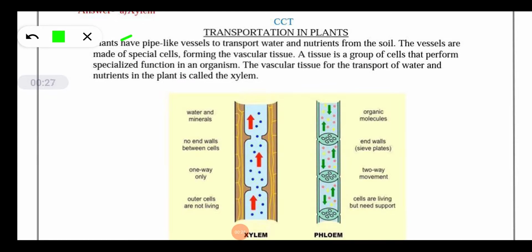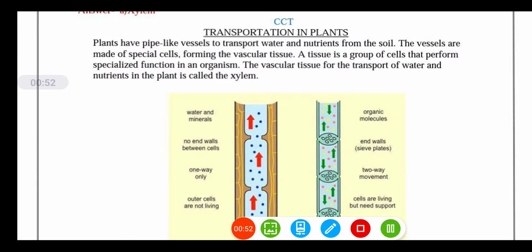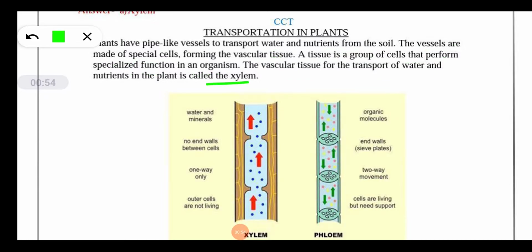Plants have pipe-like vessels to transport water and nutrients from the soil. The vessels are made of special cells forming the vascular tissue. A tissue is a group of cells that perform a specialized function in an organism. The vascular tissue for the transport of water and nutrients in the plant is called xylem.